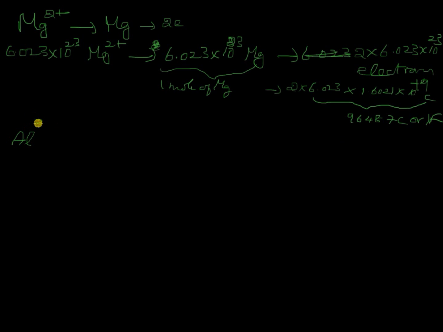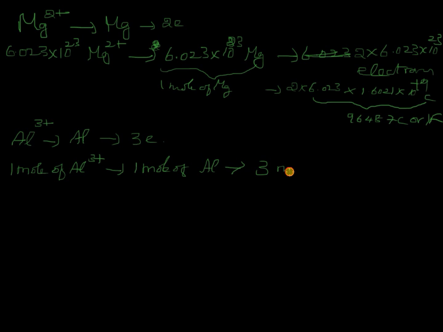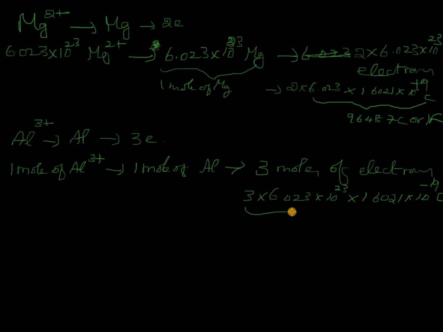And aluminium, along the same principle, we can say a trivalent aluminium ion, to be discharged at the electrode as aluminium atom, will be needing 3 electrons. So 1 mole of aluminium ion, you know that 1 mole is 6.023 into 10 to the power 23 aluminium ions, or Avogadro number of aluminium ions, to be discharged as 1 mole of aluminium atoms, will be needing 3 moles of electrons. That will be equal to 3 into Avogadro number of electrons multiplied by the charge 1.6021 into 10 to the power minus 19 coulomb. This will be the quantity of electricity, which will be equal to 3 Faraday.